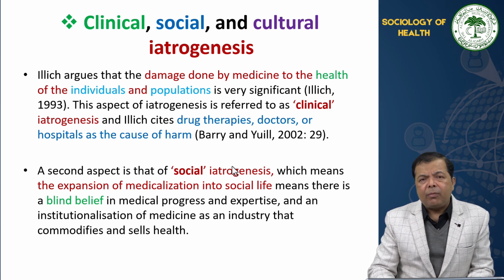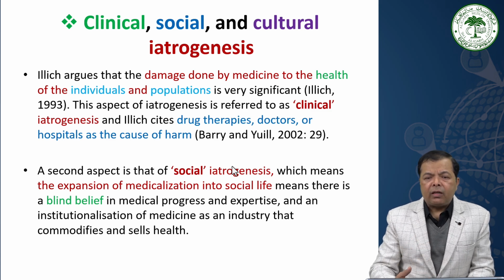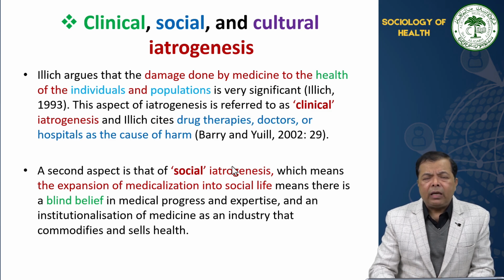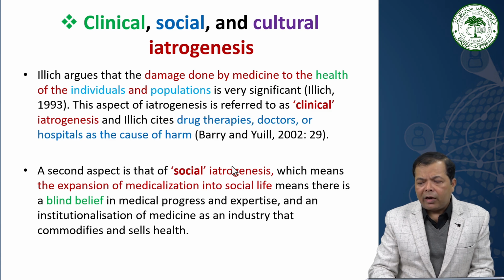And we all know that an industry is referring to a kind of system where certain declared objectives are there. And one of the objectives is certainly making profit, right? So institutionalization of medicine as an industry, that is very important. And again, that commodifies and sells health. That means health is becoming a commodity. And all the other important things related with these are also becoming commodities. And so there is a commodification of health. So this is a very severe thing that Illich is talking about. And for this, he is making use of the term social iatrogenesis.